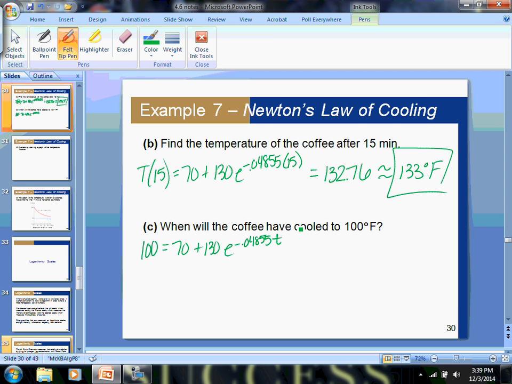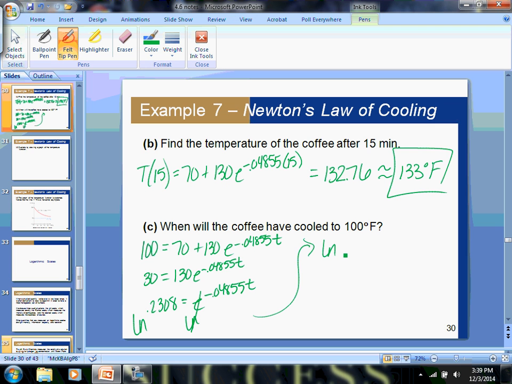So again, like we did in part A, to solve for t, I have to subtract the 70 over, and then I'm going to have to divide by the 130, so 0.2308, so 30 divided by the 130. And then to get rid of the e, I've got to take the natural log of both sides. So then I'll finish it up here.